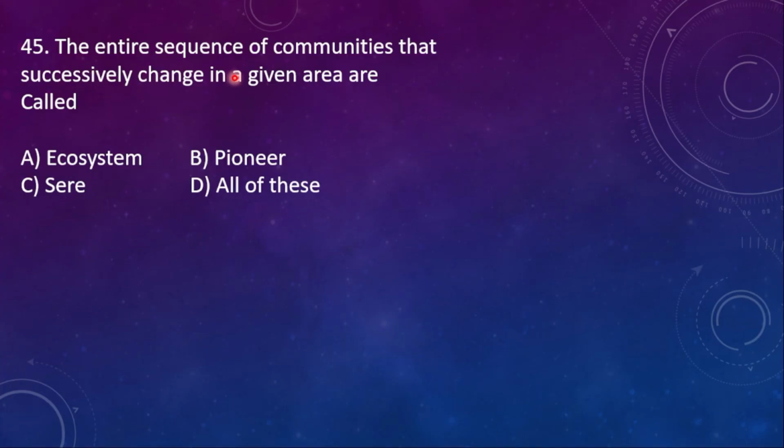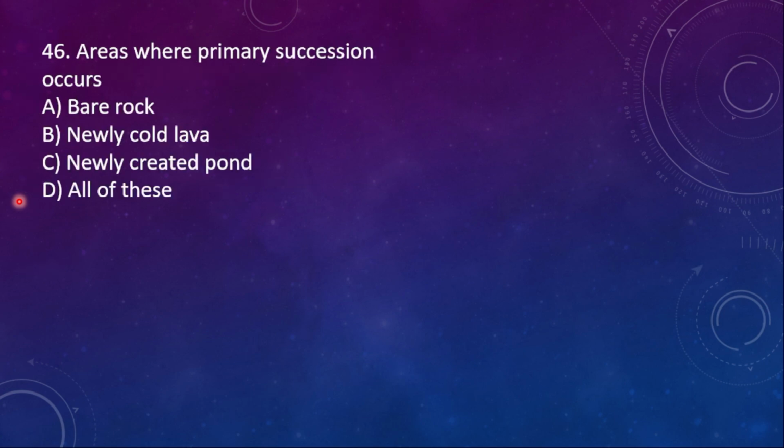45. The entire sequence of communities that successively change in a given area are called A. Ecosystem, B. Pioneer, C. Sere, and then D. All of this. Here the right option is sere. 46. Areas where primary succession occurs. A. Bare rock, newly cooled lava, newly created pond, all of this. Here the right option is D.